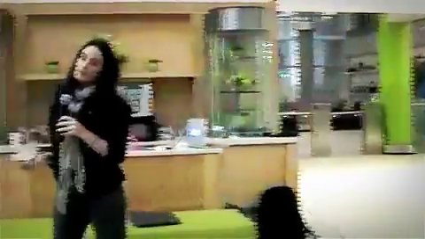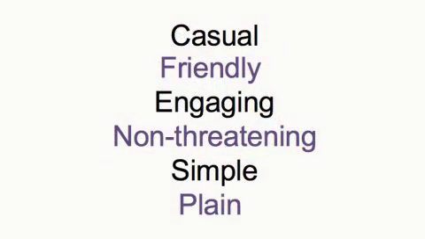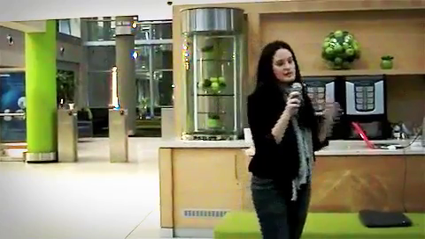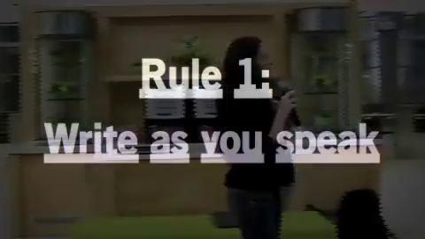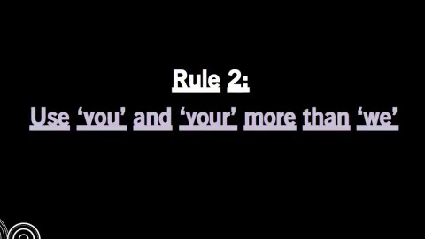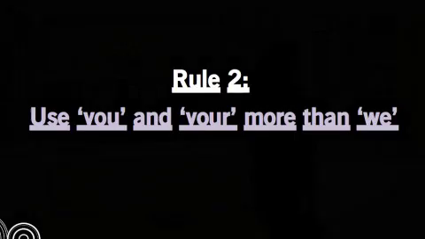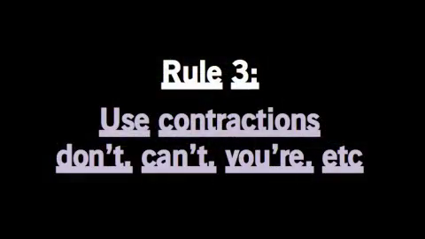So there are some keywords for tone when it comes to social media engagement. Casual, friendly, engaging, non-threatening, simple, plain. That's it. I'm going to give you very quick rules for writing for social media engagement. Rule 1, write as you speak. Rule 2, use you and your more than we. And what this does is it forces you to focus on user benefit. Rule 3, use contractions. Don't, can't, won't, mustn't, etc.